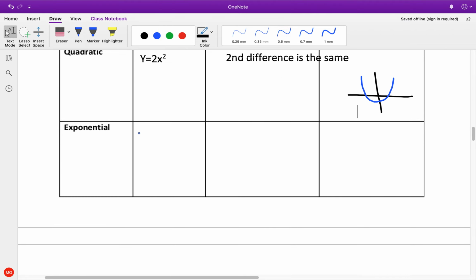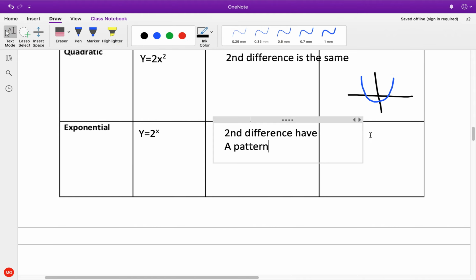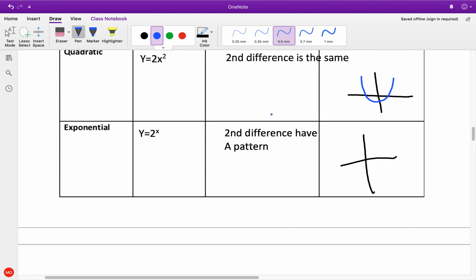Exponential, y equals 2, and now the exponent is the variable. Like such. There's an example. And here, second differences have a pattern. That's what we're looking at. Now if I were to draw something, example of one, it might kind of look like this. As such. And go up.